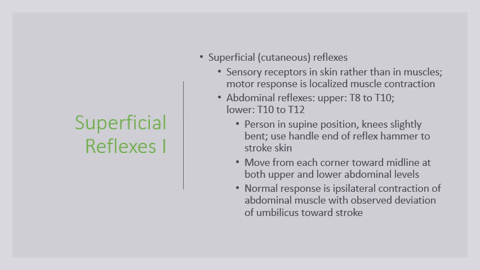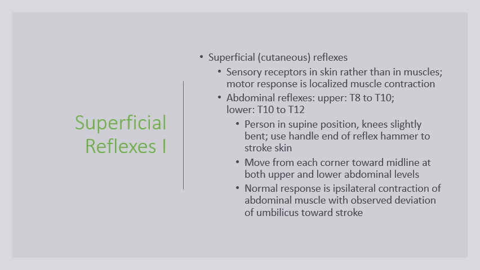Some other reflexes that you'll hear referenced, these are not necessarily ones that a nurse would check without an NP level. So these are cutaneous reflexes or skin reflexes, and these would be testing localized muscle contraction. So with the abdominal reflexes, have the person just laying down, relaxed. You can put something underneath their knees to help relax the abdominal muscles.